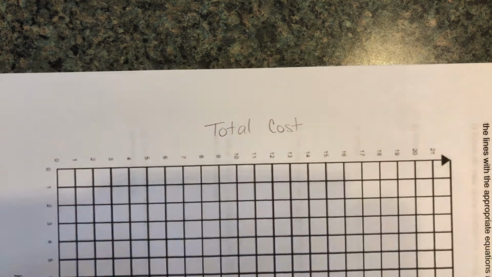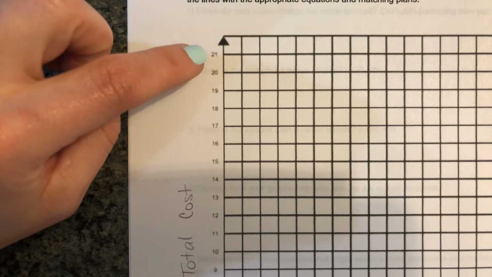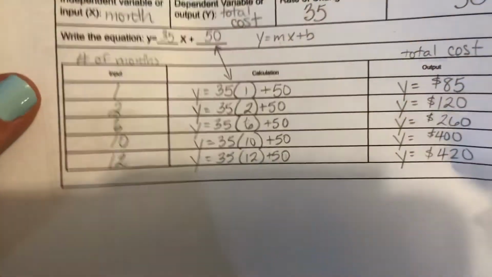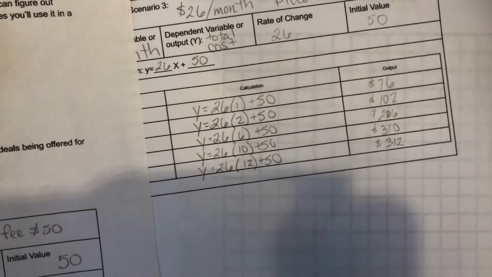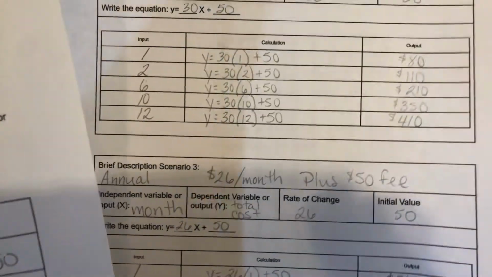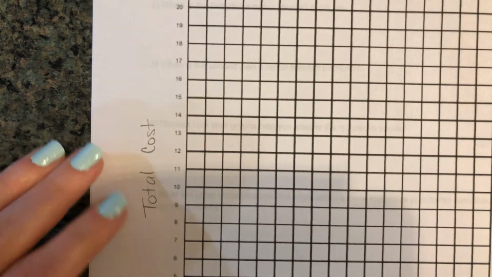cost. Now, the graph here starts at 0 and goes up to 21. That is not going to work for my data, okay? If I look at my data, like here, I go up to 420. Here, this goes up to 410 and then 312. So I'm going to have to manipulate this a little bit and change this because it's not going to work. The highest amount I have is $420.